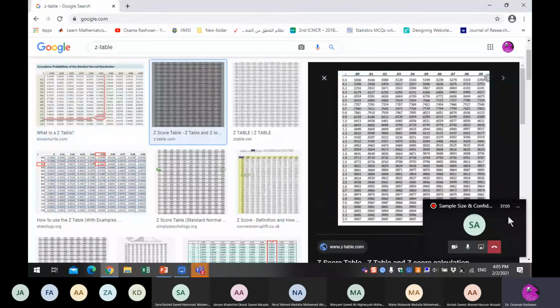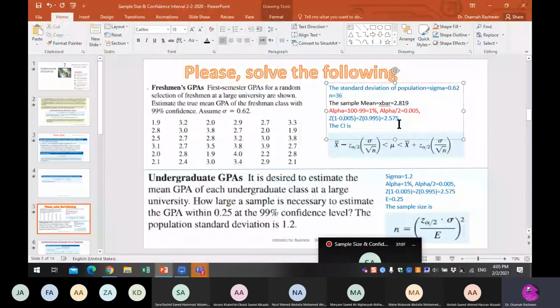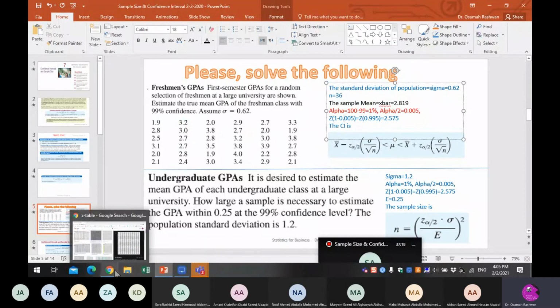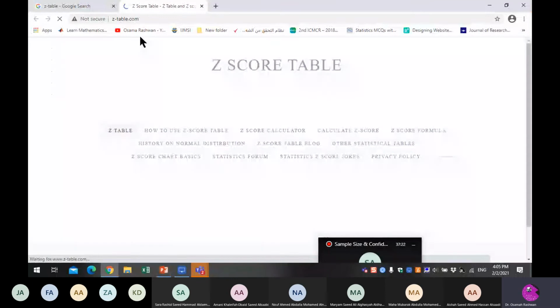Okay, so I'm looking for what? What is z of alpha over 2? It is equal to 0.995. How do we get the value of z corresponding to 0.995? Okay, what you are going to do, this is your table.